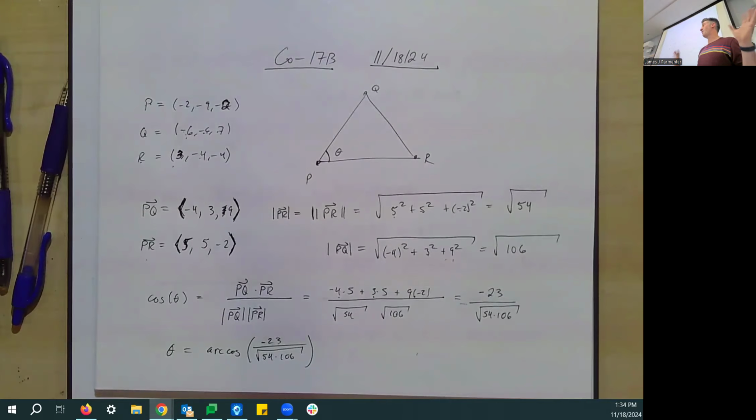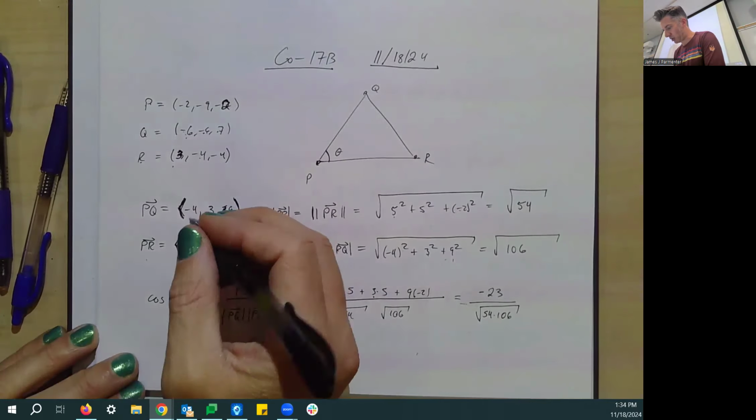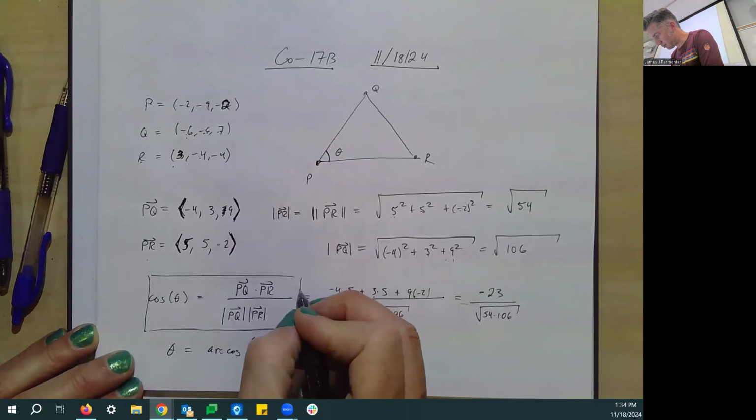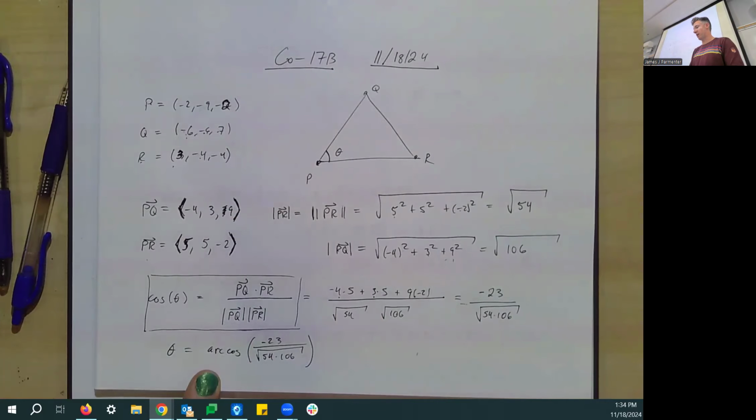So that's the idea as far as finding the angles between vectors is doing this calculation, and then doing the arc cosine of the dot product divided by the product of the magnitudes. It gets a little messy, but it's not too terrible as far as things go.